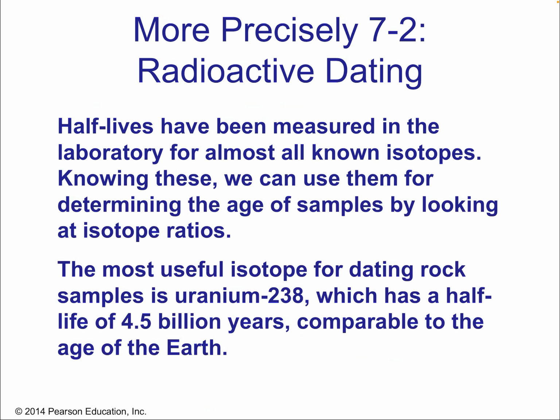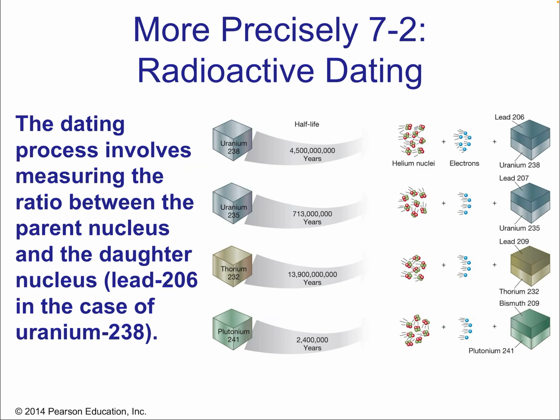Okay? So half-lives have been measured in the laboratory for almost all known isotopes. Knowing these, we can use them to determine the age of a sample by looking at the isotope ratios. The most useful isotopes for dating rock are uranium-238, which has a half-life of 4.5 billion years. For radiometrically dating things like old bones, like archaeologists do, they're going to use a particular isotope of carbon, that I just mentioned a minute ago, which has a half-life, I think, of 5,700 years. But we're not talking about bones today. We're talking about rock.